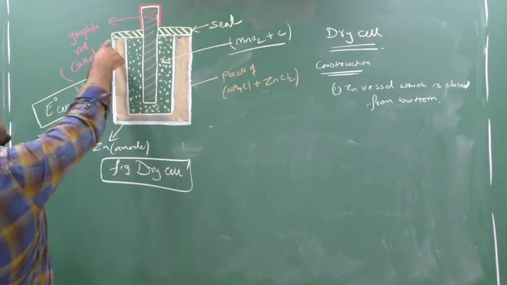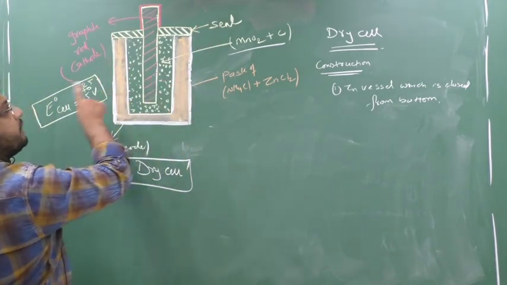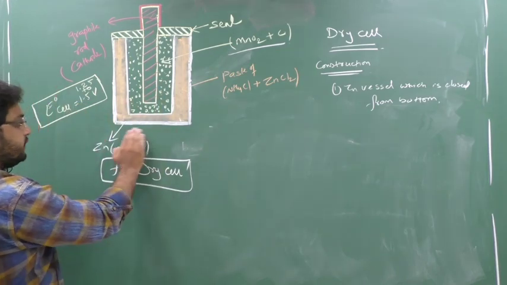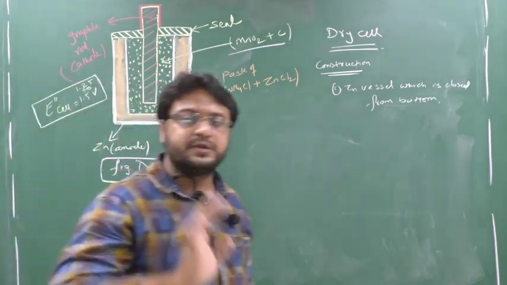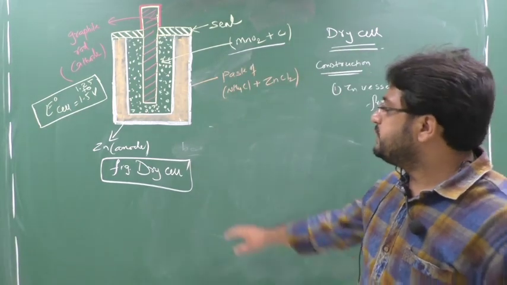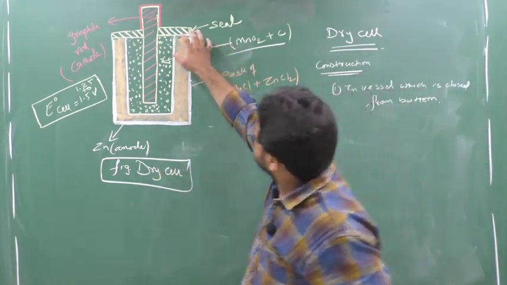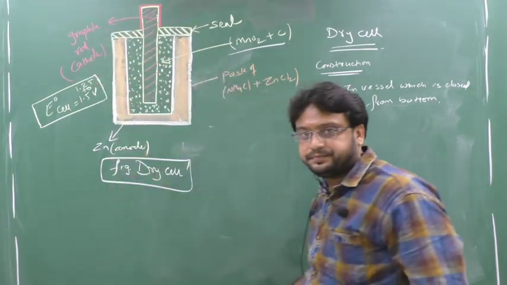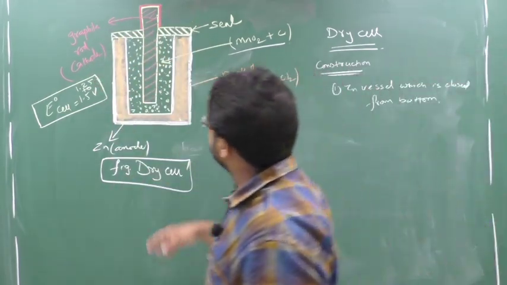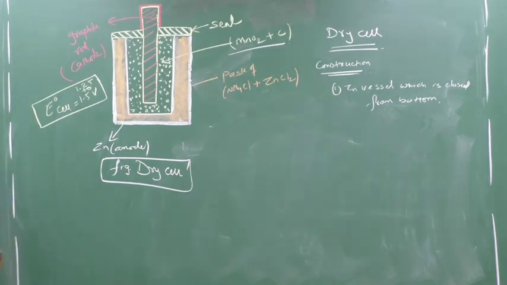Now the outer body of the zinc should be covered with paper, but the lower portion of the zinc should not be covered. So this zinc here will act as an anode, and graphite here will act as a cathode. Clear? The net cell potential of this dry cell is nearly about 1.25 to 1.5 volt. Clear? So understood the construction.